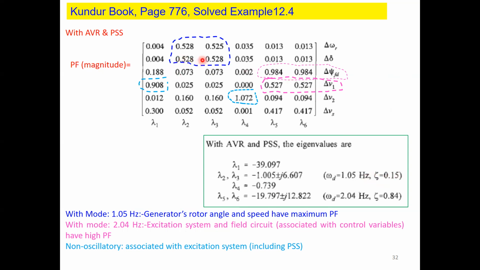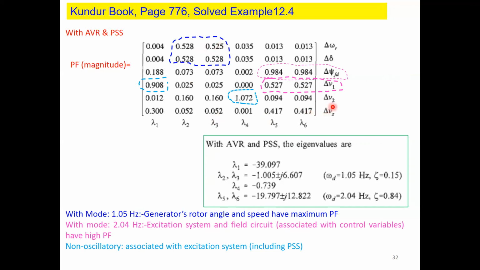And again, you find that in fact it is 0.528 and then here 0.52. No, I think it should be the same actually. Here also it should be 0.528, right? Because lambda 2 and lambda 3 are conjugates, so it should be the same value, 0.528.